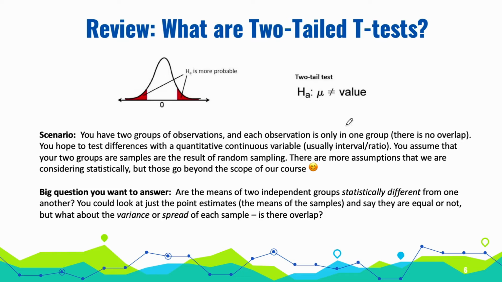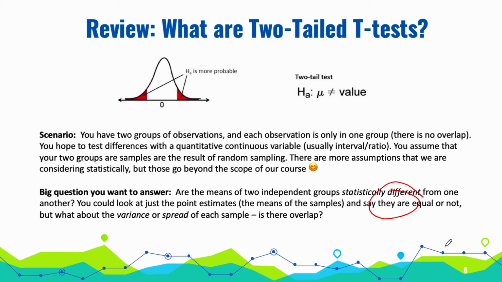You have two groups of observation, and each observation is only in one group, so there is no overlap between groups. You hope to test differences with a quantitative continuous variable, usually an interval or ratio variable. You assume that your two groups are samples that are the result of random sampling. There are more assumptions that we're considering statistically, but those go beyond the scope of our course. The big question you want to answer is, are the means of two independent groups statistically different from one another?